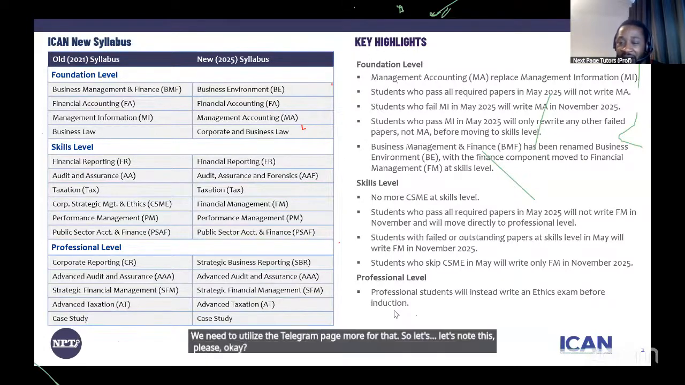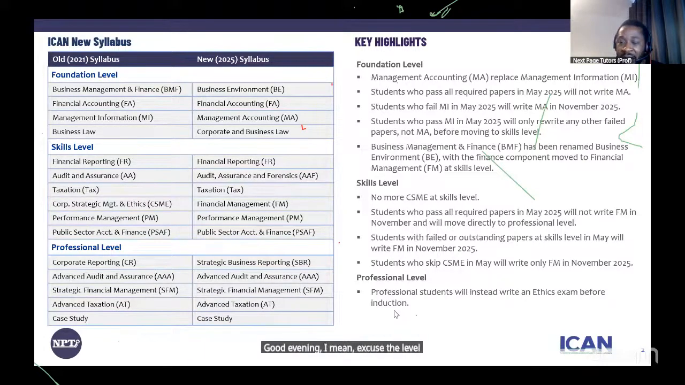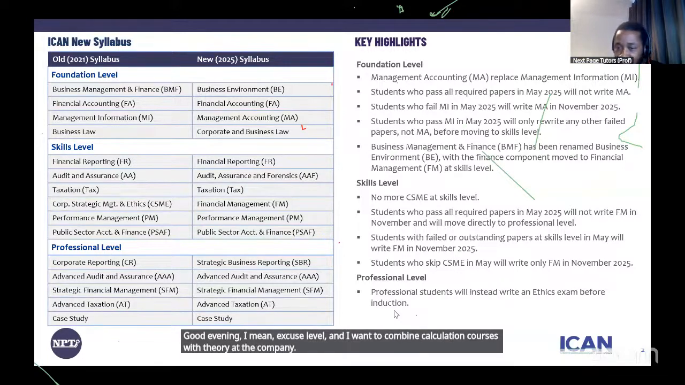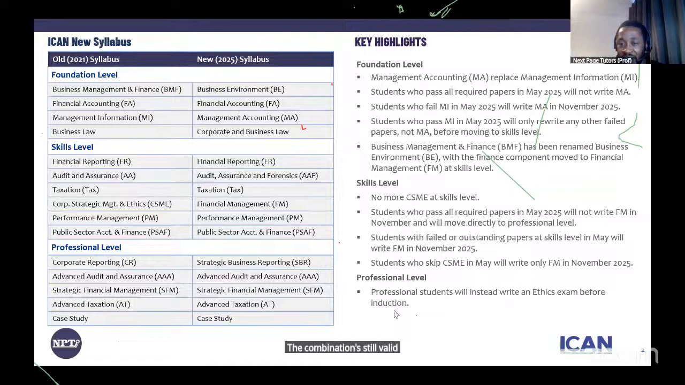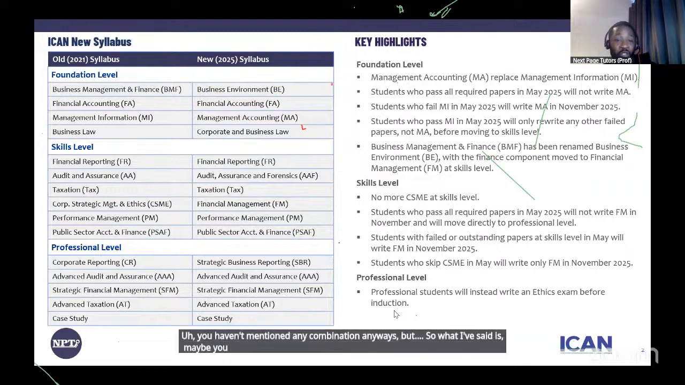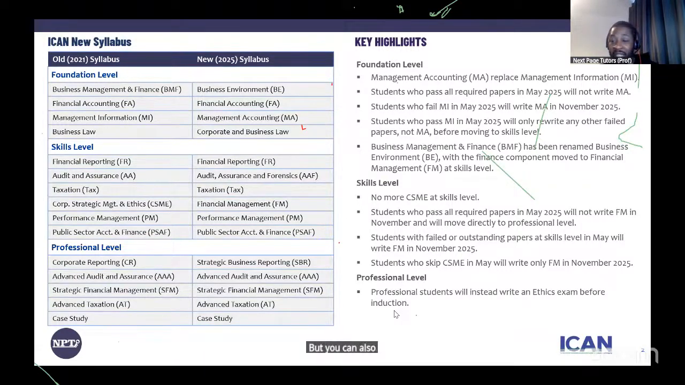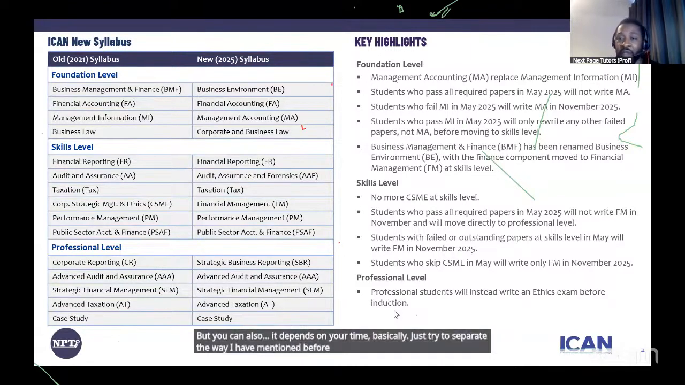Okay. Good evening. I'm in skills level and I want to combine calculation courses with theory. Are the combinations still valid? Okay, so I think I spoke to this earlier. You haven't mentioned any combination anyways, but what I've said is maybe you separate the big papers if you want to spread your papers properly. But it depends on your time basically. Just try to separate the way I have mentioned before. And if you need further guidance, you can DM.